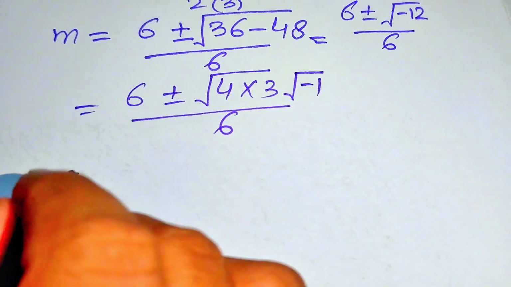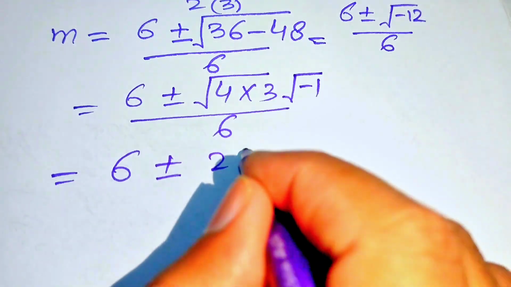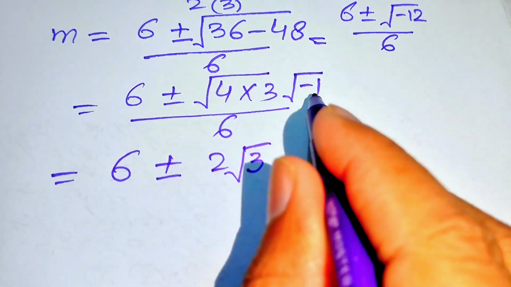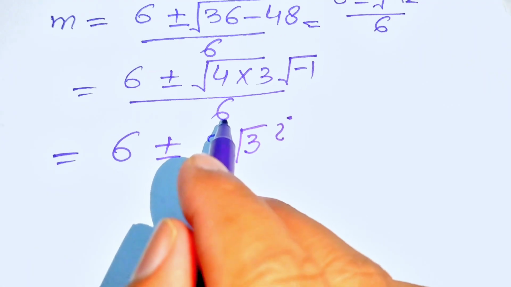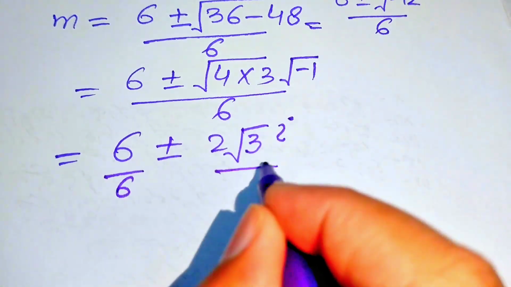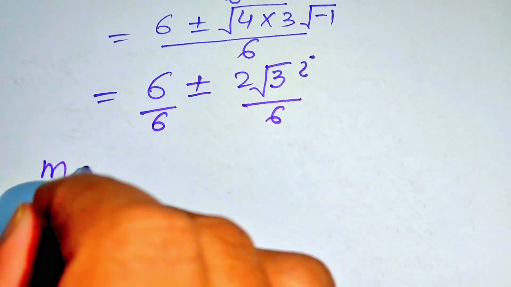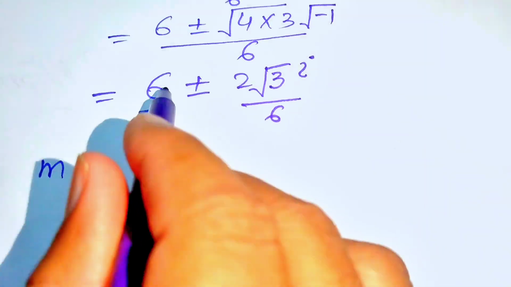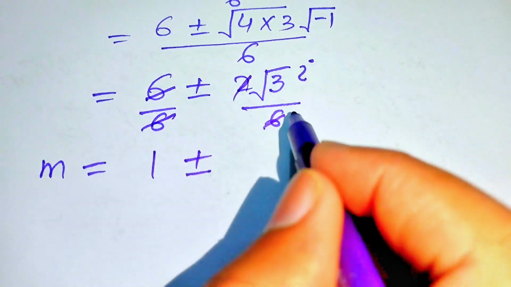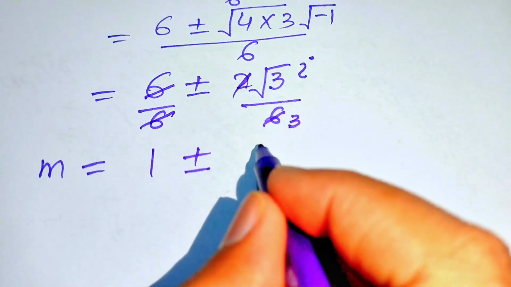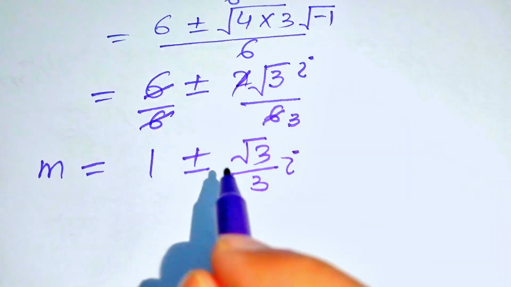So here we obtain 6 plus minus, we have the square root of 4 is 2 times the square root of 3, and the square root of minus 1 equals iota, and we separate the 6 on both of these terms in this way, and we get the first two complex roots of the given equation. These are cancelled by each other, and we get 1 plus minus, 2 3s are 6, and we obtain the square root of 3 over 3 iota.